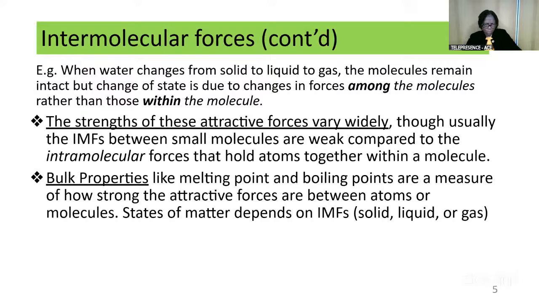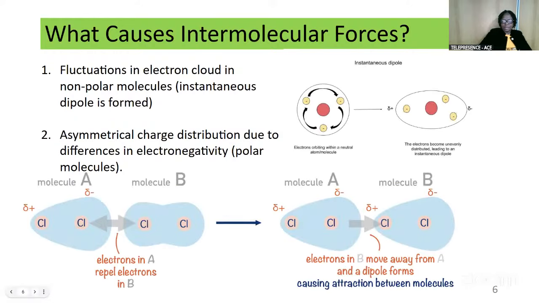So the bulk properties are also very important for us to note. They are a measure of how strong the attractive forces are between atoms or molecules. So the state of matter, essentially, like I said earlier on, depends on IMFs. Let's look at how these come about. What causes intermolecular forces?